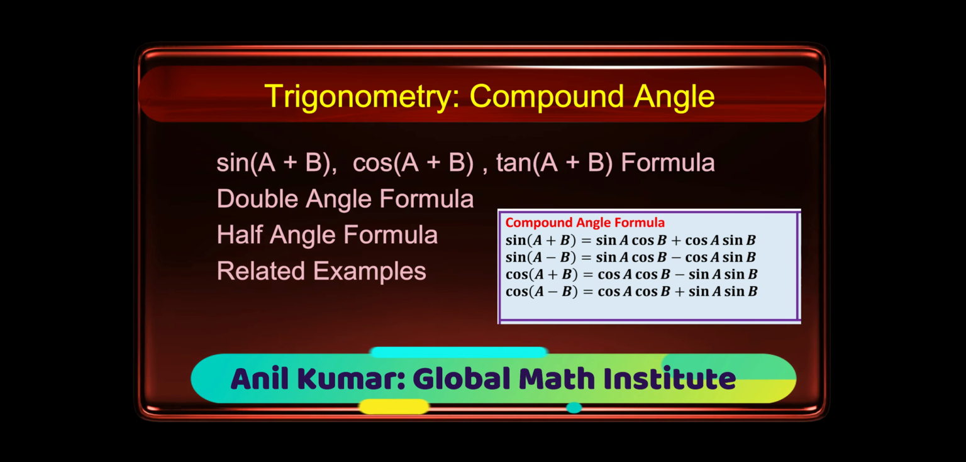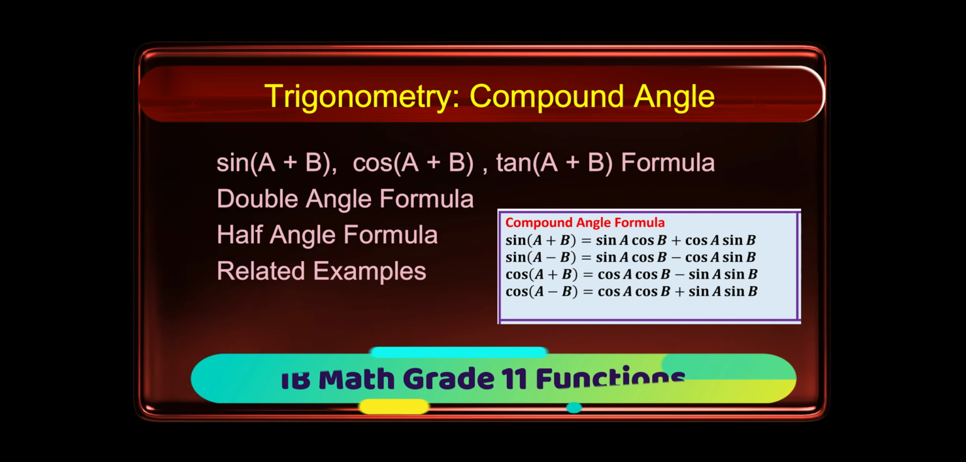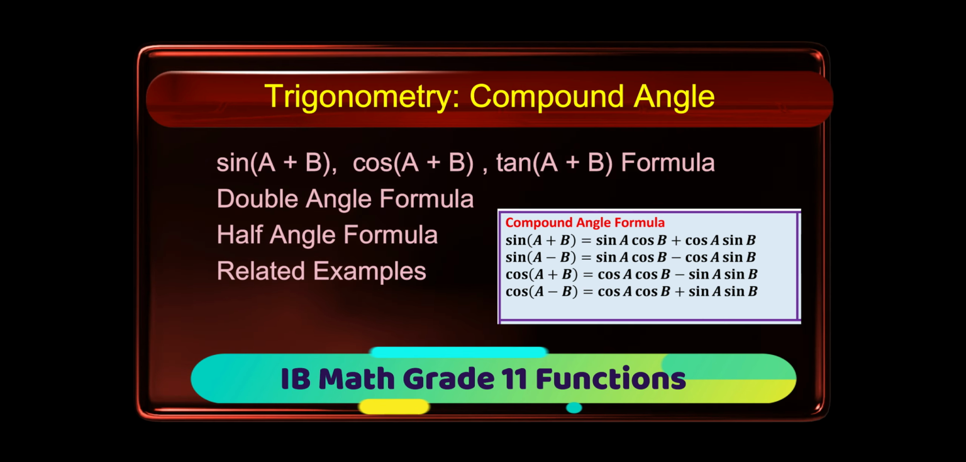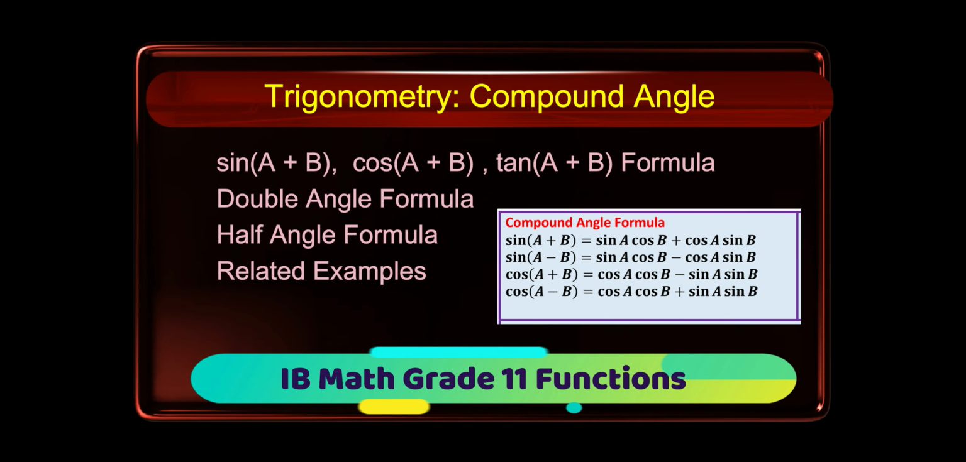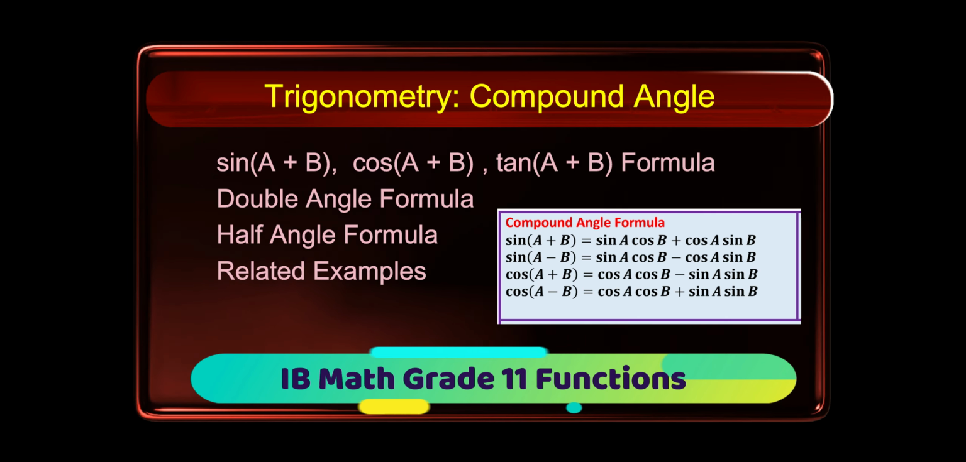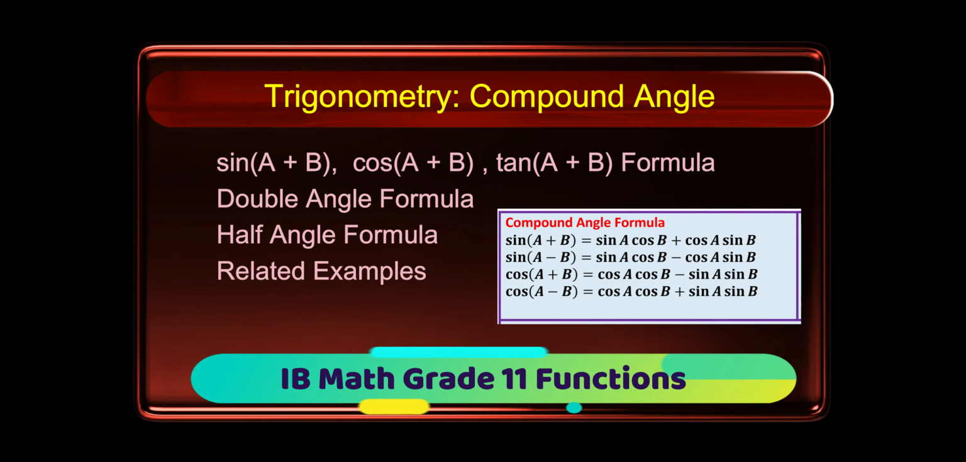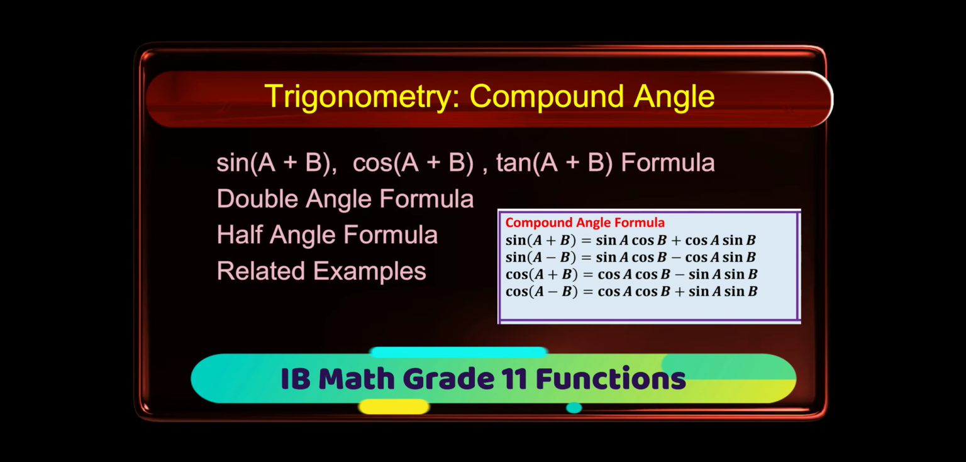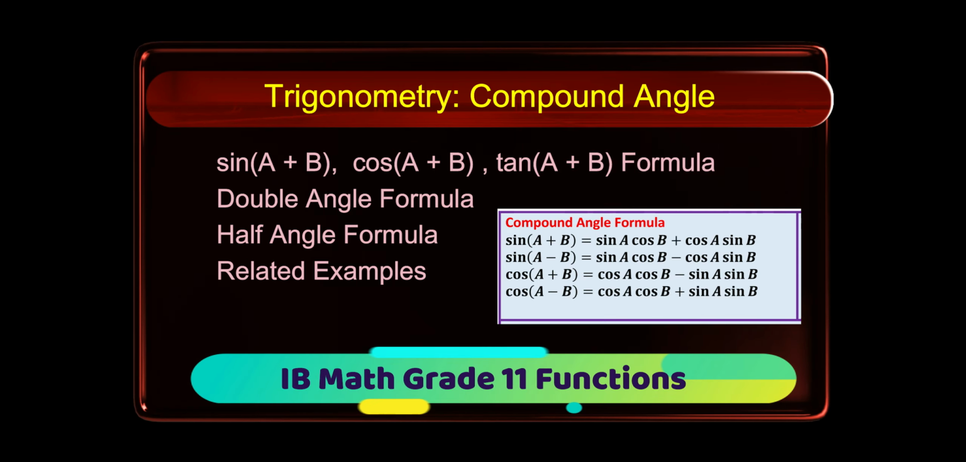In this video, we'll look into compound angle formulae for sine, cosine, and tangent. We'll derive double angle and half angle formulae. We'll also take up related examples from the textbook. The whole idea of this chapter is to follow a sequence so that in your mind you can get all the related formulae and you can connect with them so that you can apply when needed to solve questions.